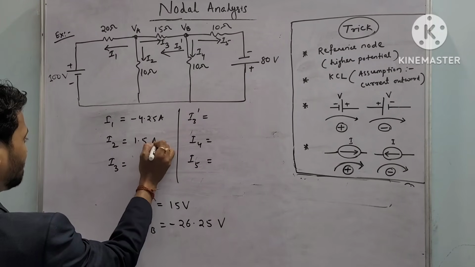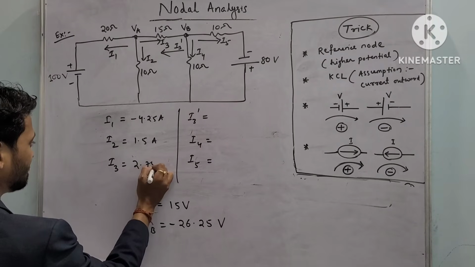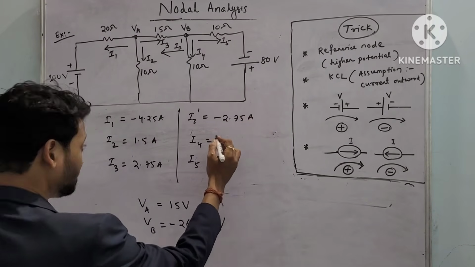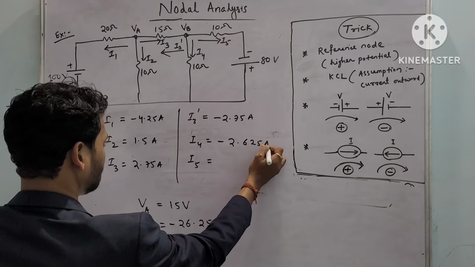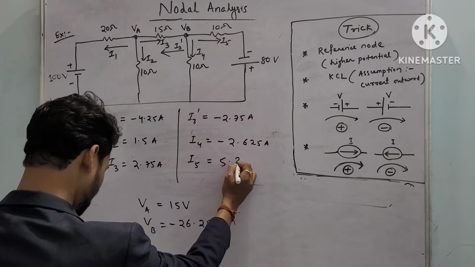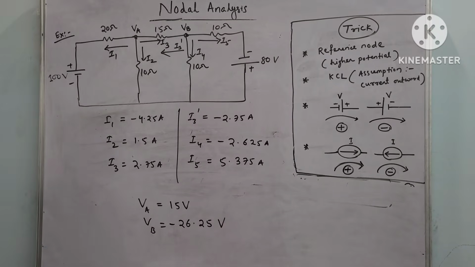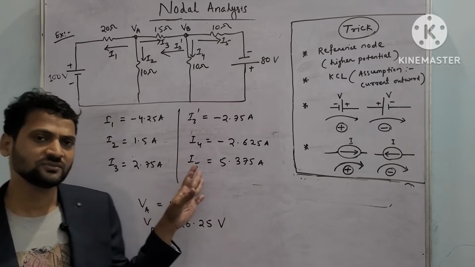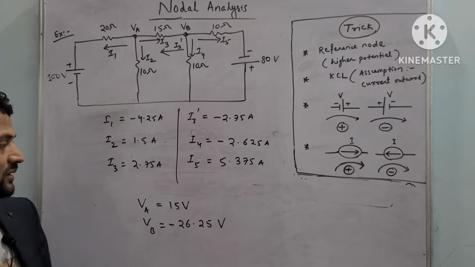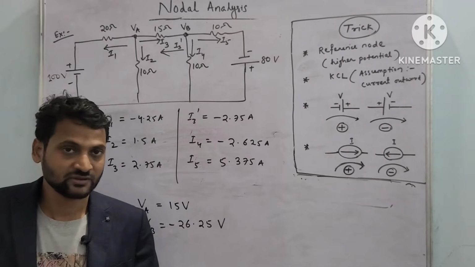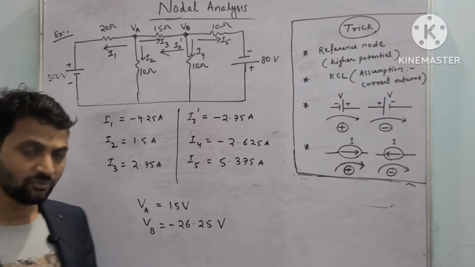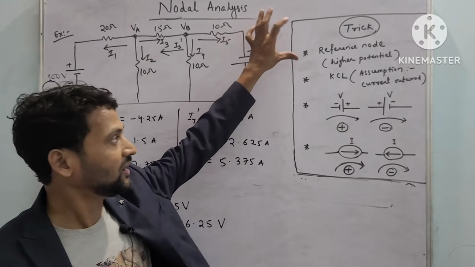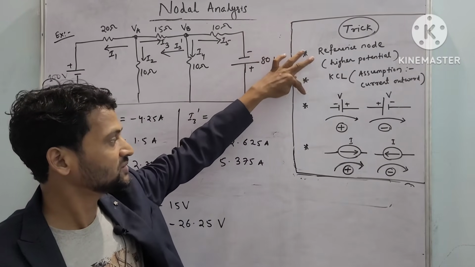And I2 is coming 1.5 ampere, I3 is 2.75 ampere, I3 dash is minus 2.75 ampere, I4 is minus 2.625 ampere, and I5 is 5.375 ampere. So don't worry about the calculation, it is easy, and I don't want to waste time, so I already calculated it, that's why I wrote it here. A calculator will be provided in the semester examination, don't worry about it, but the main important point is that you should remember how to apply KCL in that junction, and most important is you should remember these three things.